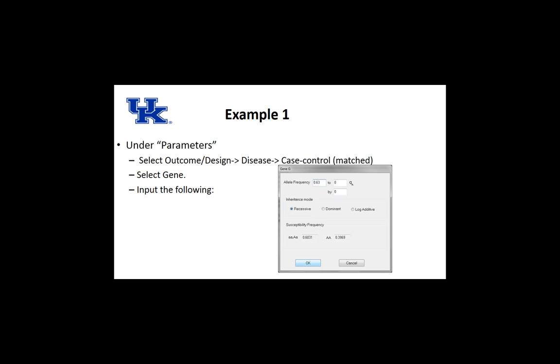So for this particular setting, we set the allele frequency to 0.63. We're assuming a recessive mode of inheritance. The program itself will then calculate the different risk groups. Because we have a recessive mode of inheritance, we're pooling, in this case, the major homozygotes and the heterozygotes and the minor homozygotes.